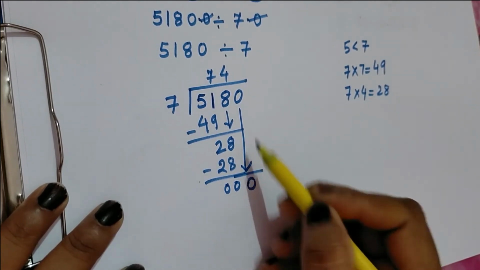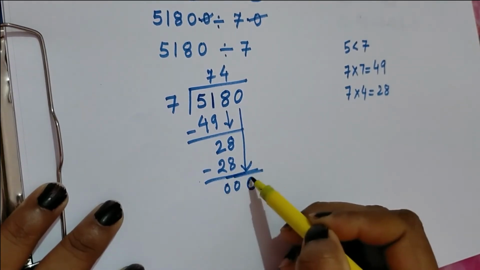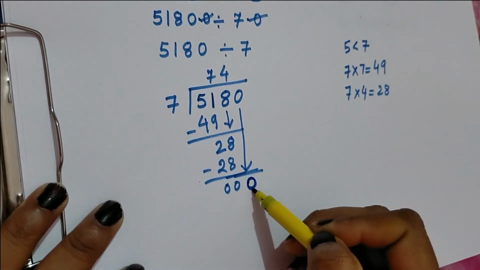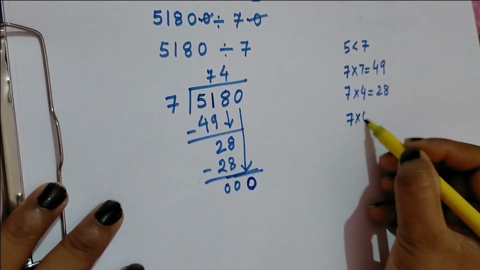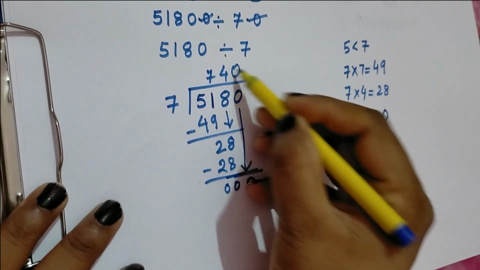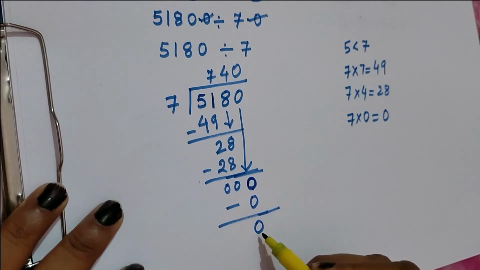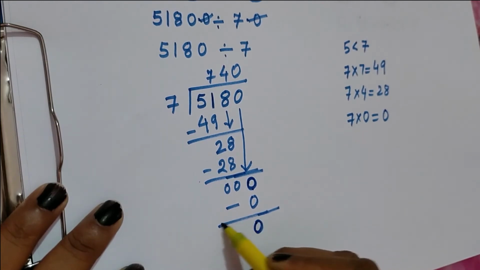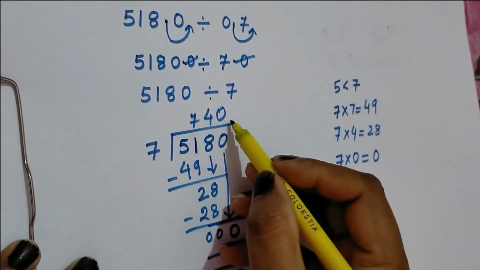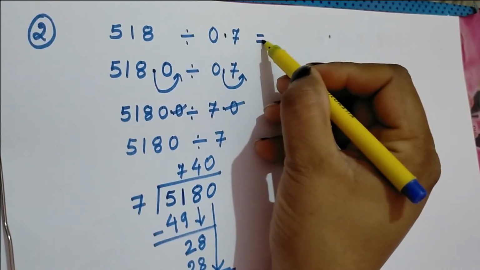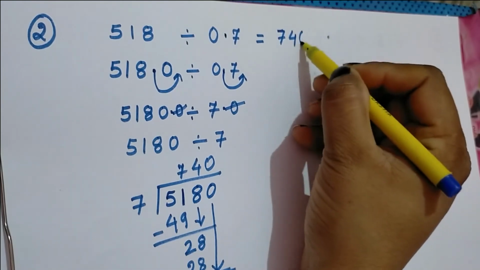28 minus 28 is 0. Now the next copied digit is 0. Keep in mind, this 0 is part of our question and the question needs to be solved, so we will solve this 0 also here. So now we have to check whether 0 comes in the table of 7. Yes, 0 times 7 is 0. So here I am writing 0, and 0 minus 0 is 0. Now this 0 is part of our answer, and we are done with all the digits. Our quotient is 740. So we can write here 518 divided by 0.7 is 740.